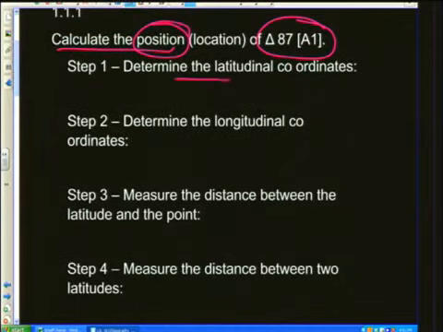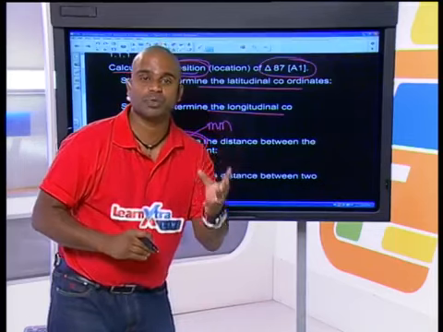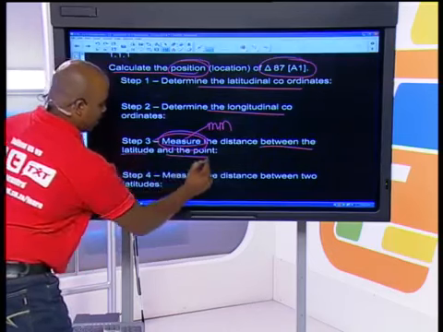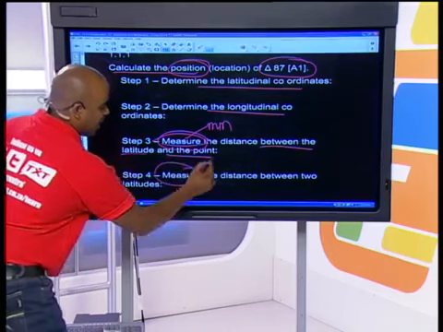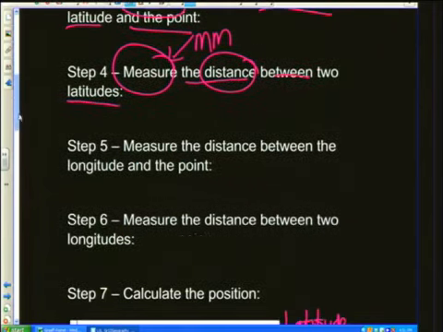Step 1, determine the latitudinal coordinates. Step 2, determine the longitudinal coordinates. Step 3, measure. Note, when we're measuring, we're always going to measure in millimeters. This is a more accurate determination of the distance between the line and the point, between the latitude and the point. And step 4, measure again, as well as remembering that it is in millimeters, the distance between the two latitudes.